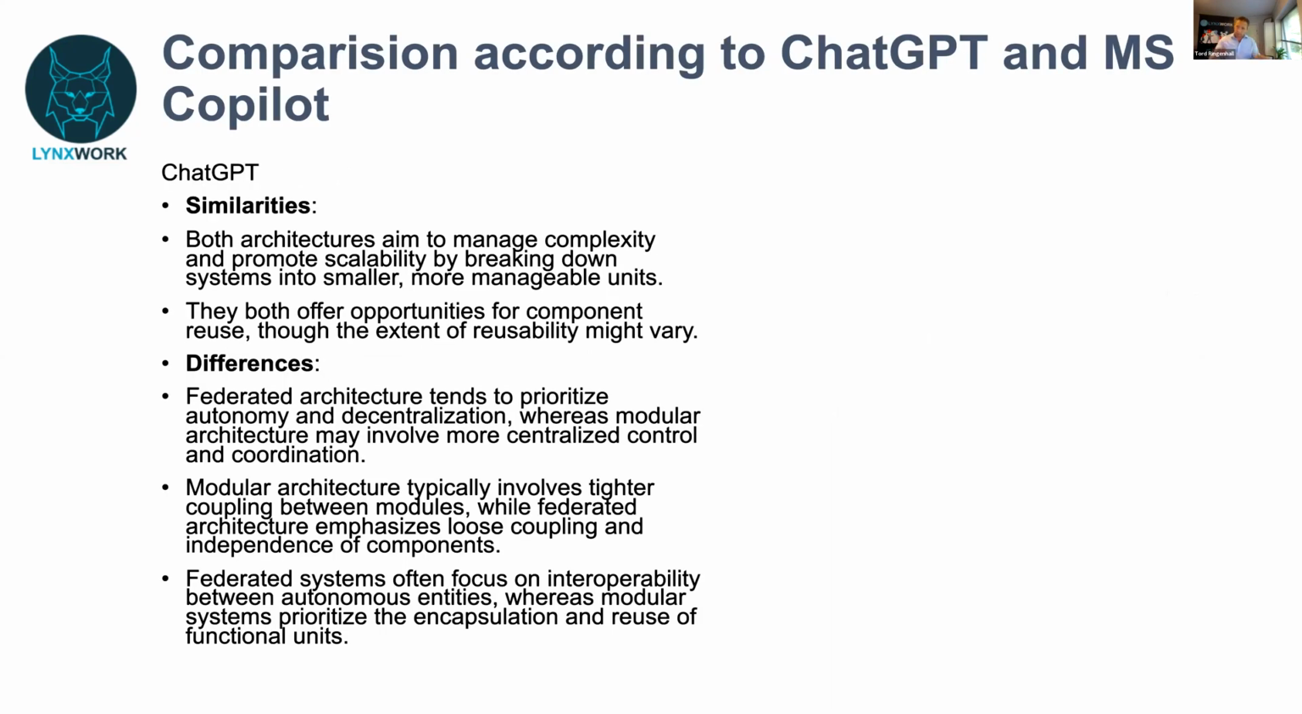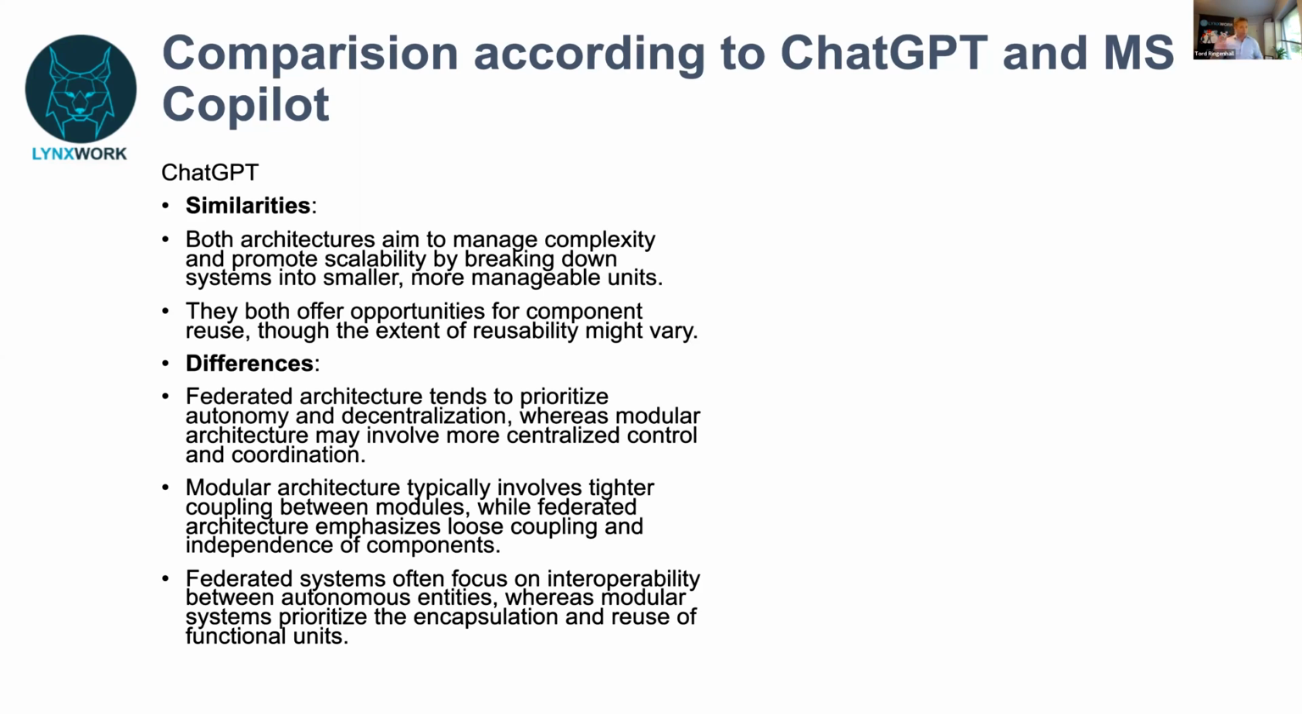Both are focusing on managing complexity and promoting scalability. These are nice features that we would like to see as well. And there is some component reuse in both approaches. And the main difference is we talk about autonomy and decentralization versus centralized control and coordination, and the tight coupling between modules and so on.